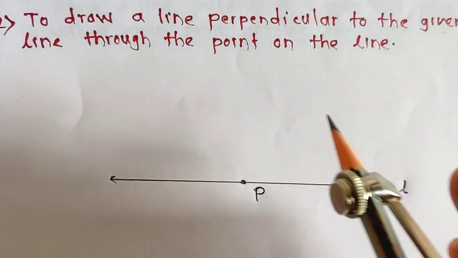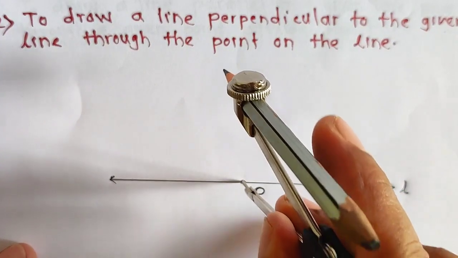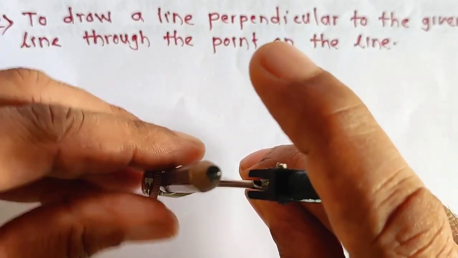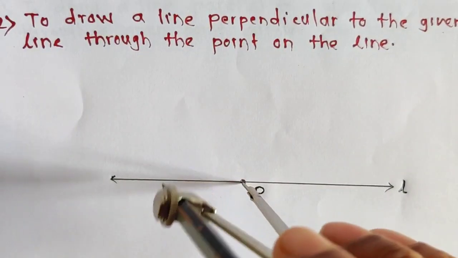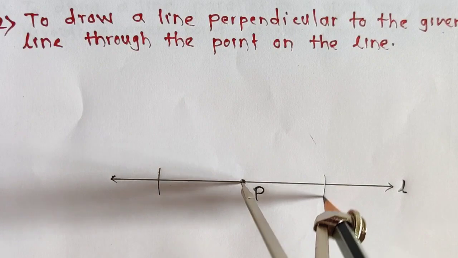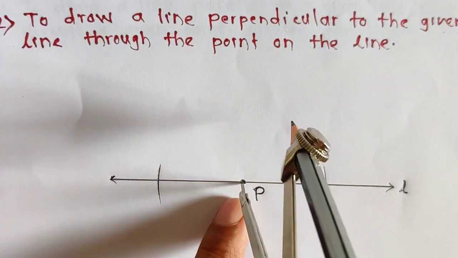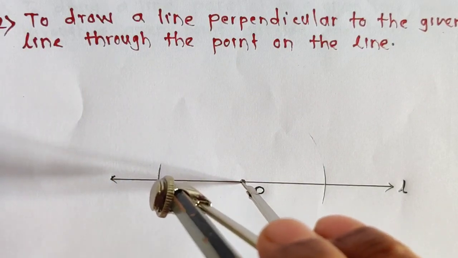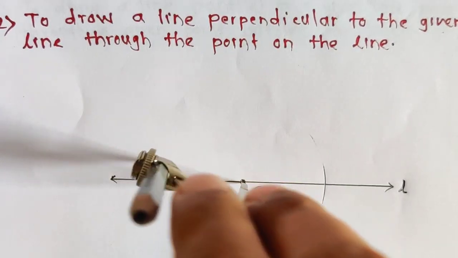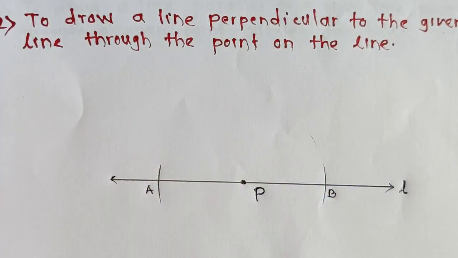So to draw a perpendicular line through a point which is on the line, first place the metal point on P, with P as a center, with a suitable distance. Suitable distance means not more, not less. I draw the arcs on both sides of point P, on the left side as well as on the right side, at an equal distance. So here we draw two arcs with P as a center and a suitable distance. Suppose that the two arcs intersect the line at points A and B.